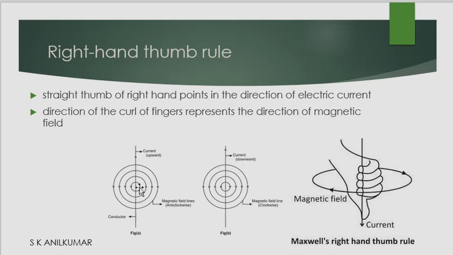Now, what is the right hand thumb rule? When current passes from above to below, the magnetic field is clockwise. When current passes from below to above, it is anticlockwise. This is explained by Maxwell's right hand thumb rule. The right hand's straight thumb points to the direction of the electric current, and the curl of the fingers points to the direction of the magnetic field.